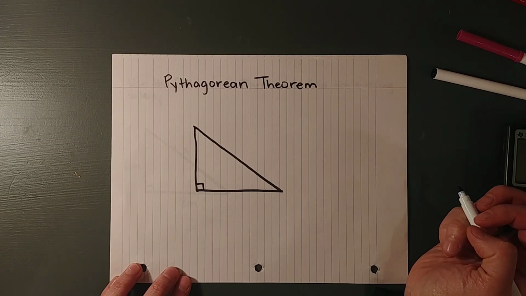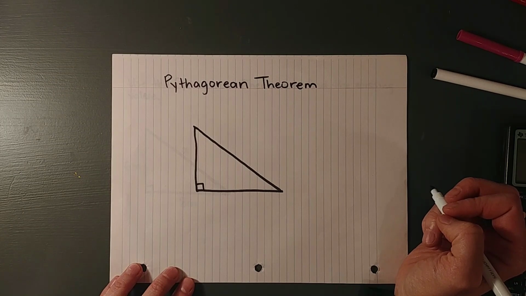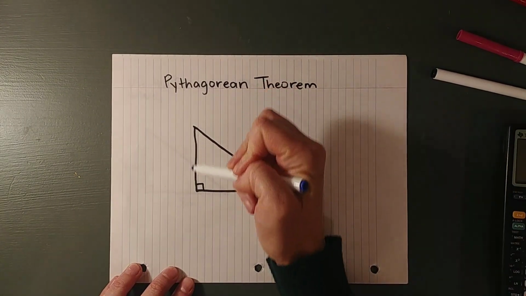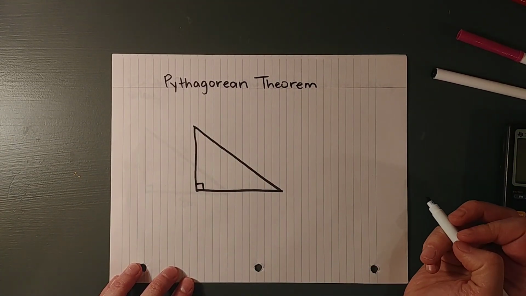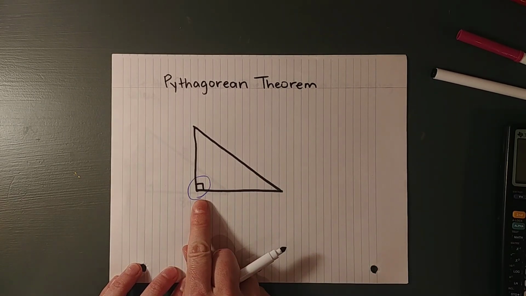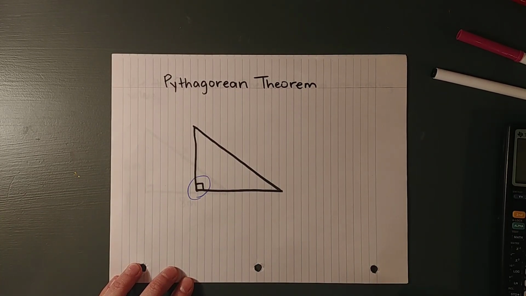Okay, the Pythagorean theorem. So we are using the Pythagorean theorem for finding the lengths of unknown sides. So finding how long a side is. Now, we can only use the Pythagorean theorem if we have this right angle. It only works on right angle triangles. Okay, so you have to see that little box indicating that we have a 90-degree angle.